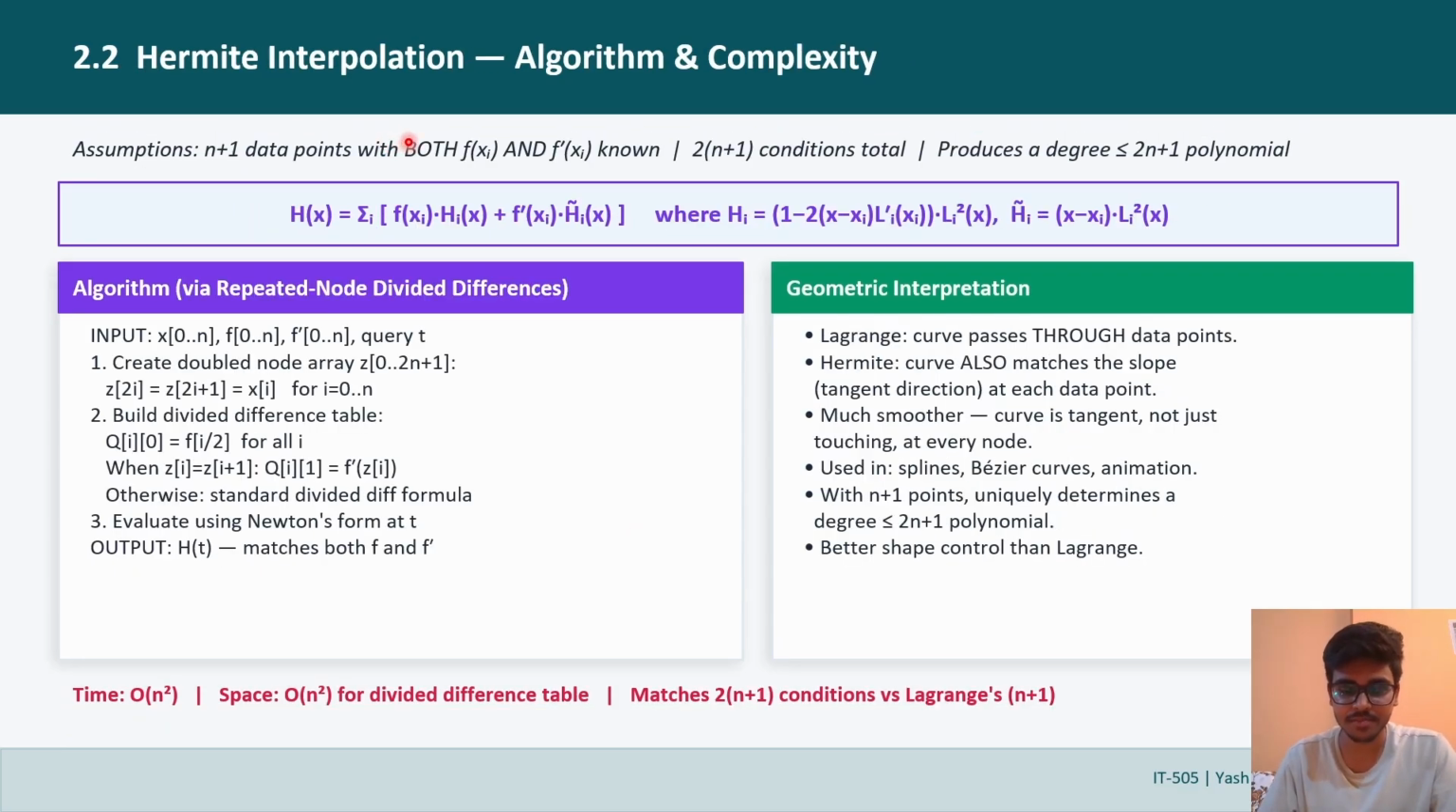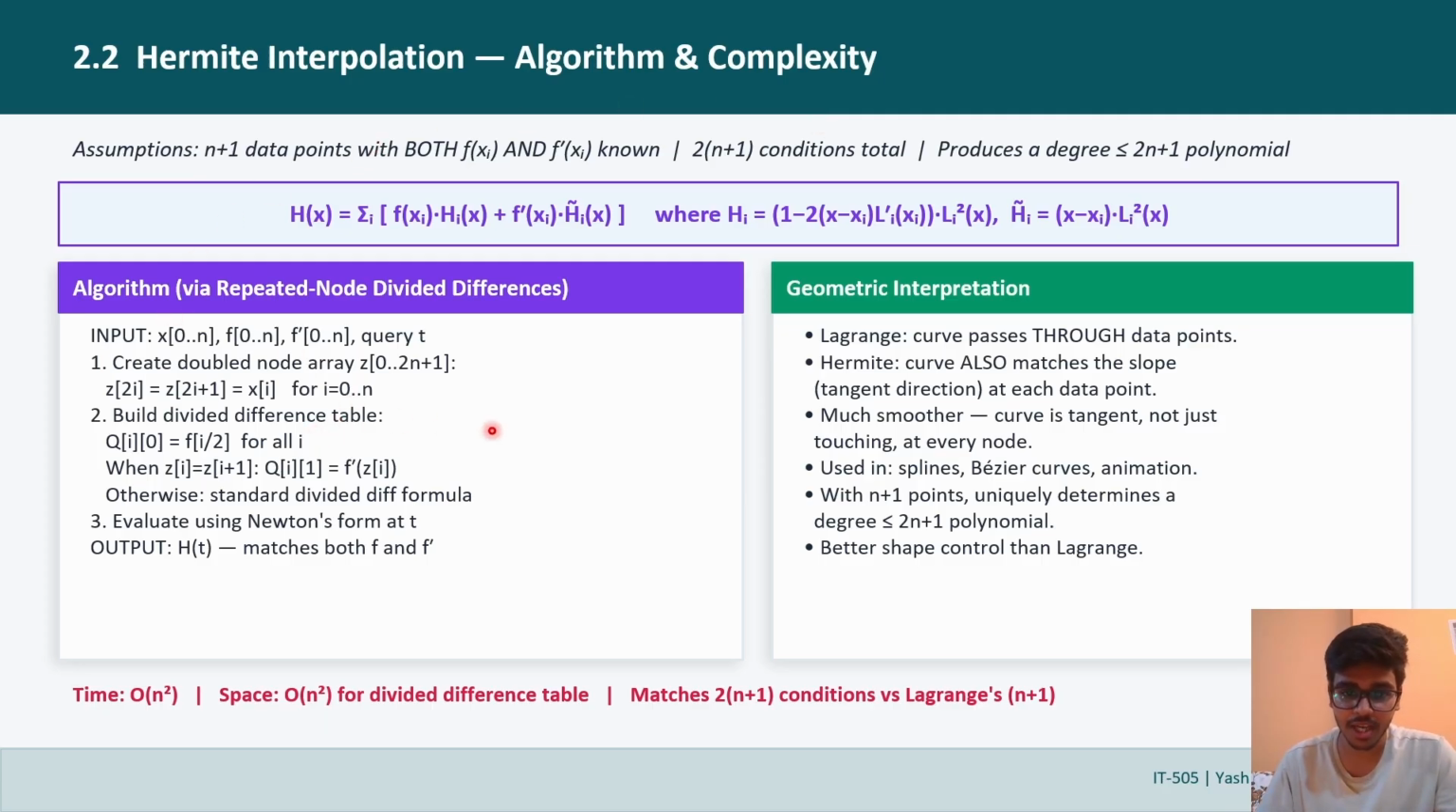Hermite interpolation. Assumption: we have n plus 1 data points with both function values f of xi and derivative values f prime of xi known at each node. This gives 2 times n plus 1 conditions total, which uniquely defines a polynomial of degree at most 2n plus 1. The Hermite polynomial uses doubled nodes.